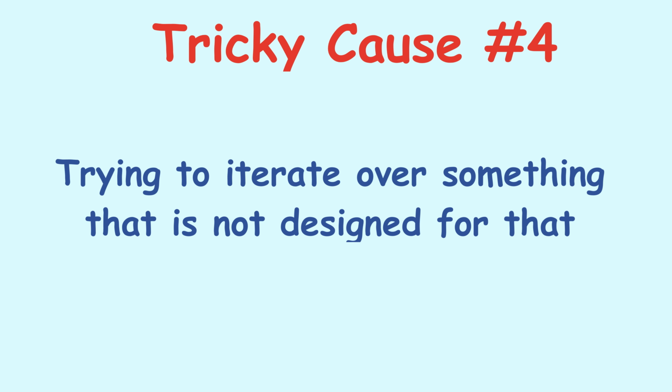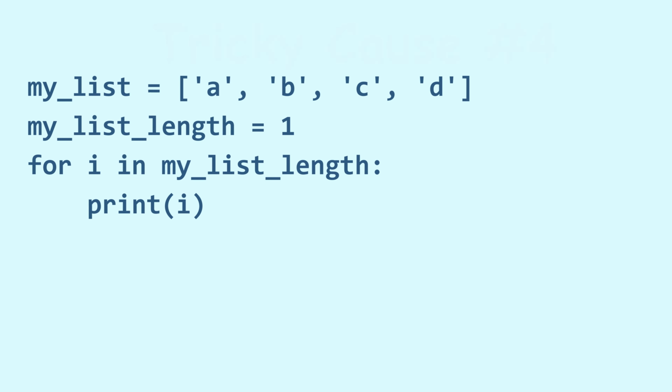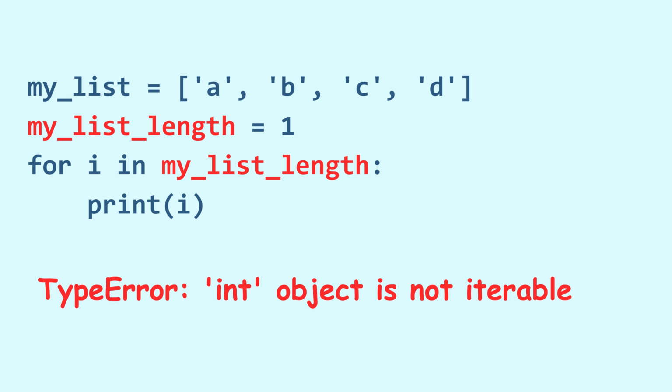Also, if you try to iterate on something that is not designed for that, you will again get a TypeError. For example, in this for loop, we are trying to iterate over the list which contains 4 elements A, B, C, and D. Now, instead of trying to loop over a list, if you loop over an integer object, you will of course end up with a TypeError.